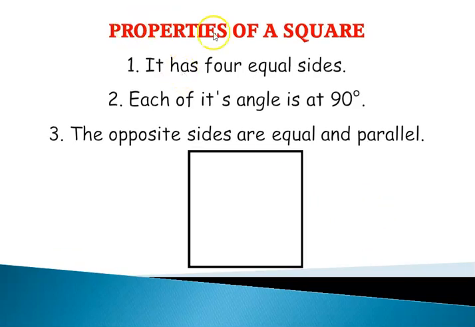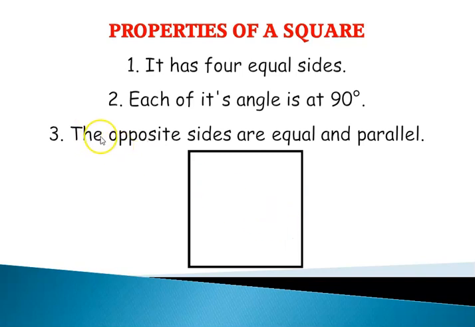Then square. Properties of a square. It has 4 equal sides. As you can see, all the sides are equal. Each of its angles is 90 degrees, just like your rectangle. Each of these angles is a right angle, so 90 degrees. And if I sum that up, it will give me 360 degrees.